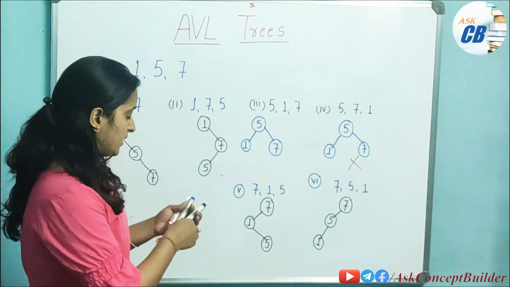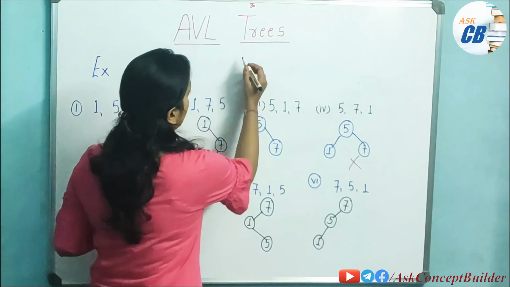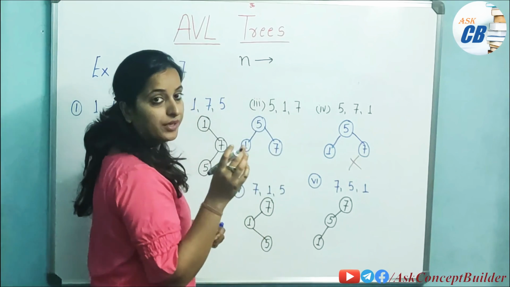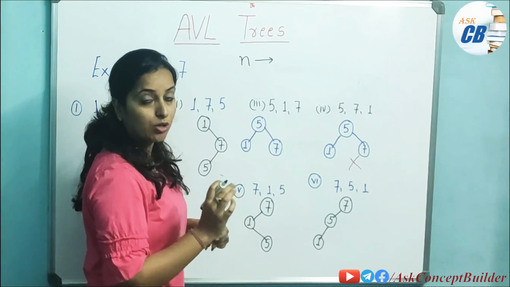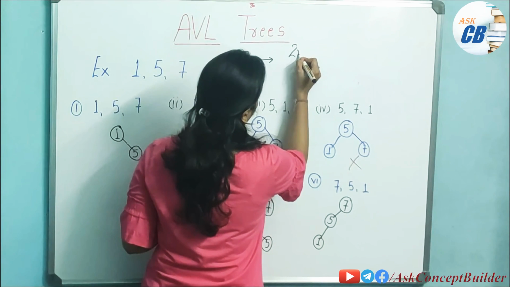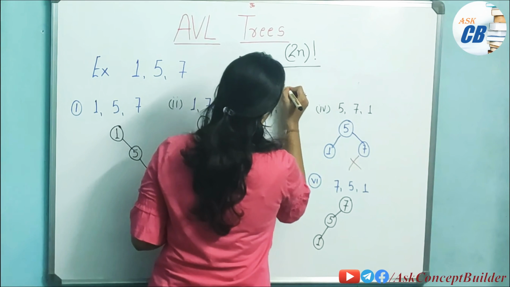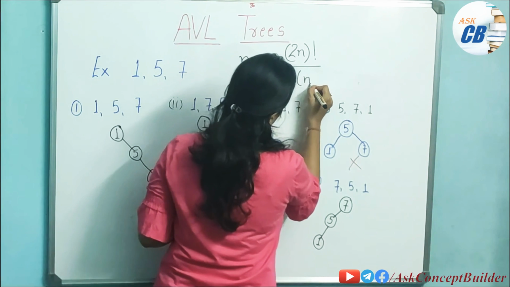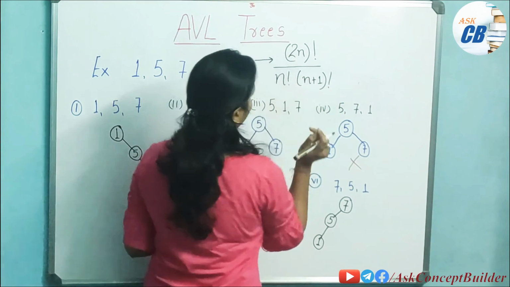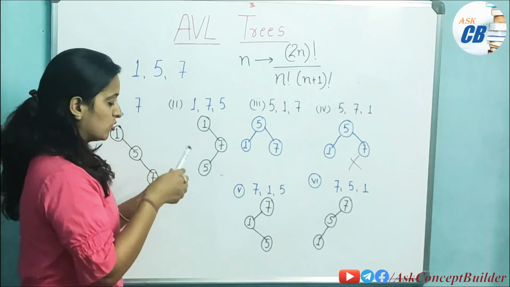Okay. So see, now we have a direct formula also. So if you have n nodes given, the number of different unique binary search trees possible from n nodes, the direct formula is 2n factorial upon n factorial into n plus 1 factorial. Okay, so one direct formula is this also. Okay, so now if I put here n equals to 3, see how much we will get.